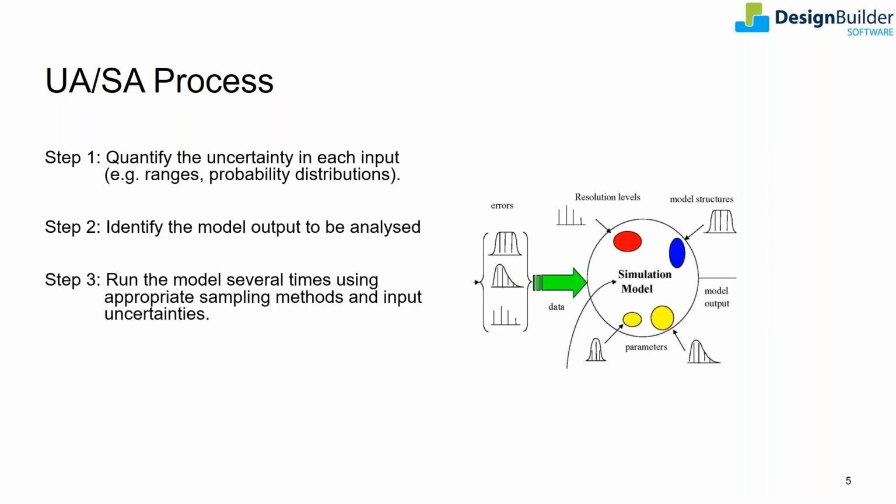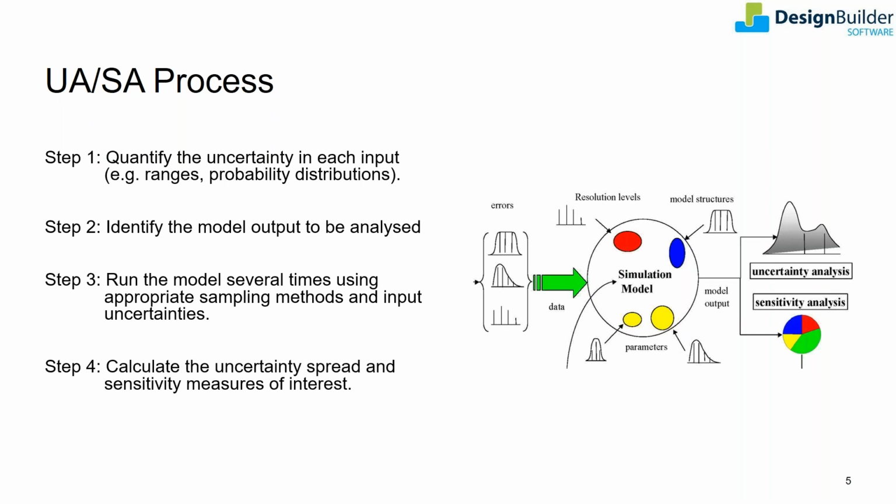Now, when the problem is defined, numerous parametric simulations are undertaken, sampling the input values based on their probability, and the requested output is reported back. When all the simulations are complete, output results are processed to calculate the uncertainty. To calculate sensitivity, outputs are compared with the inputs changed to analyze their interrelationship.